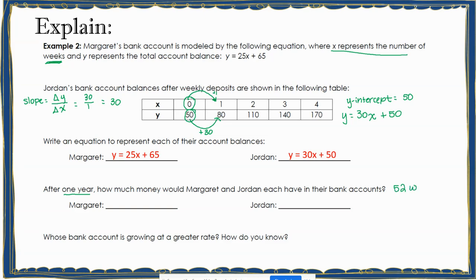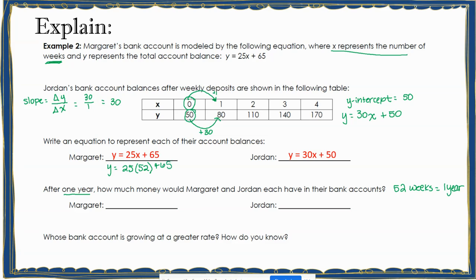We know that 52 weeks make up 1 year. So since X represents weeks, we're going to have to plug in 52 for Margaret's equation and 52 for Jordan's equation. So for Margaret, we're going to say 25 times X, but this time X is going to be 52 since we're looking at 52 weeks.